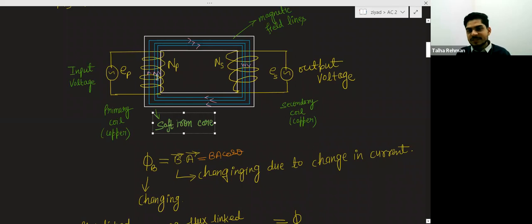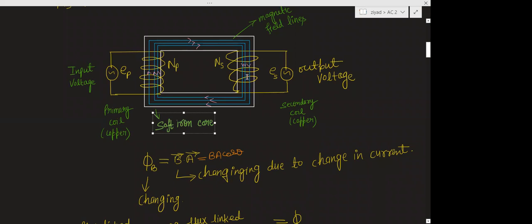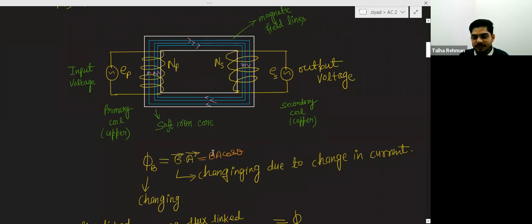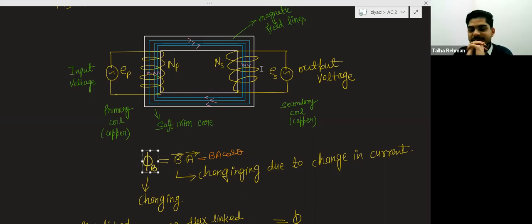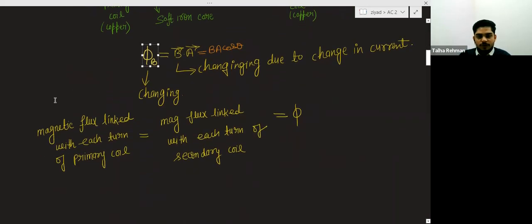Now if there is a change in the magnetic field here, these are the same magnetic field lines in the secondary coil, so there is a change in the magnetic field there too. According to this formula, the magnetic flux linked with the secondary winding is changing. So there will be an induced EMF according to Faraday's law of electromagnetic induction.